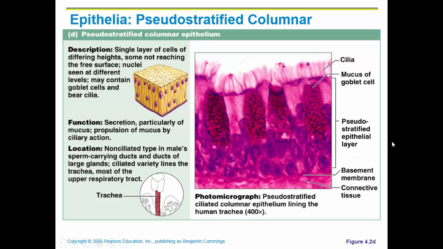What you're looking at here is pseudostratified, but you're looking at some goblet cells, and it's pointing to a goblet cell here, which is the cell that produces the mucus. You can really see the cilia on this, and then you can see where that basement membrane lies.